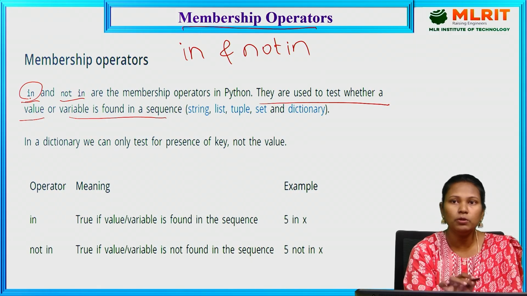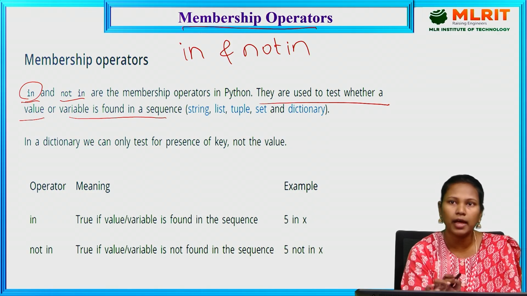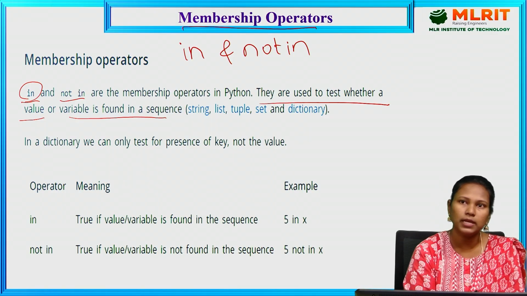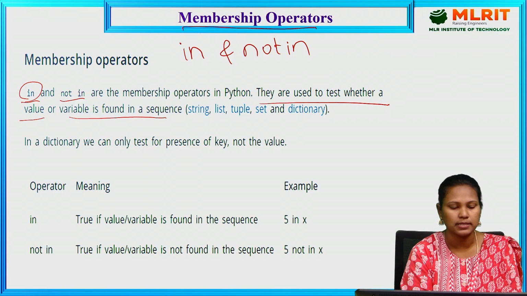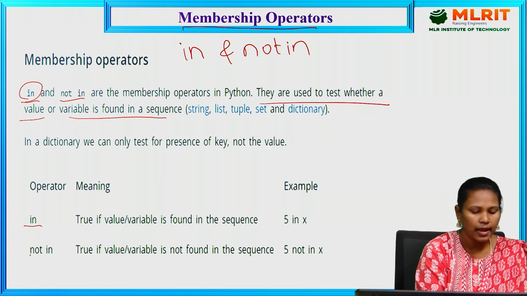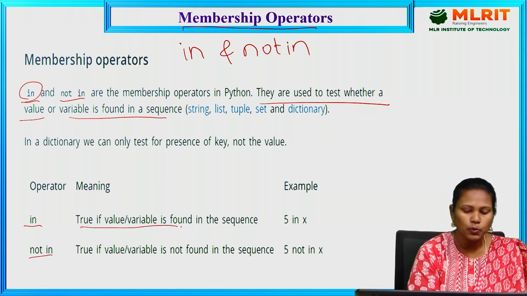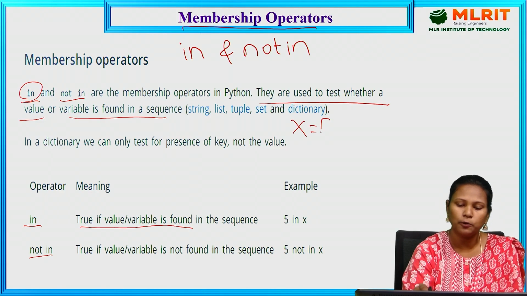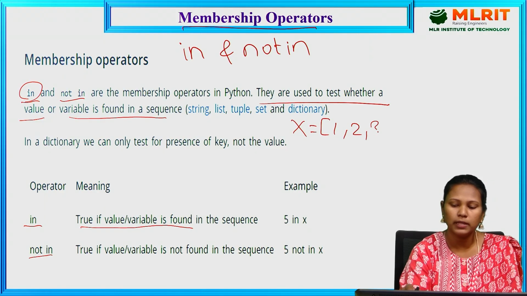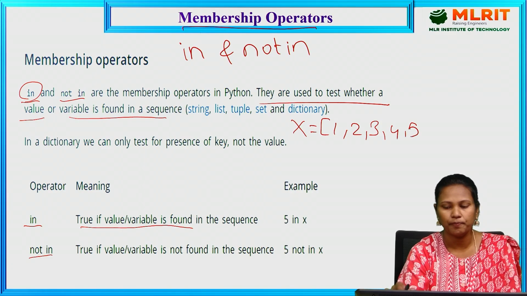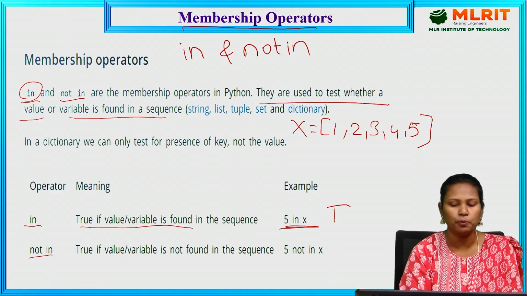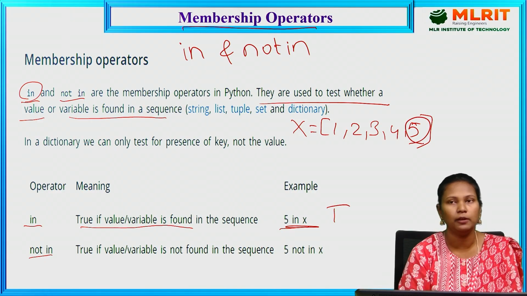So we need to check whether a particular character or a particular value is there or not in that sequence. In that case, we use the membership operators. So here, in and not in. In is true if the value is found. For example, x is equal to 1, 2, 3, 4, 5. 5 in x displays true because x contains the 5 value.